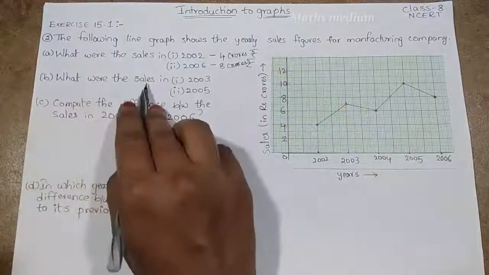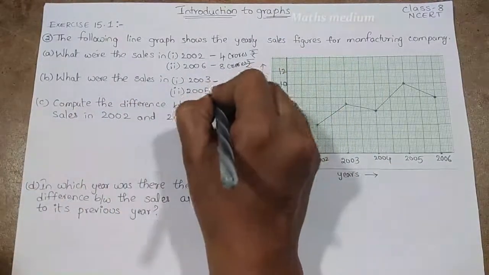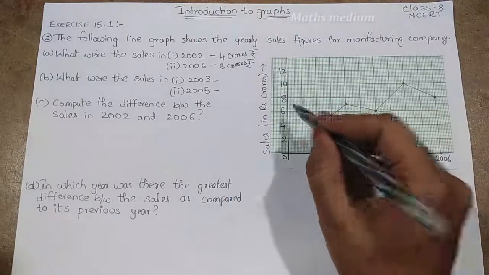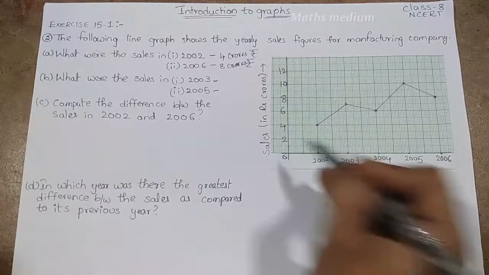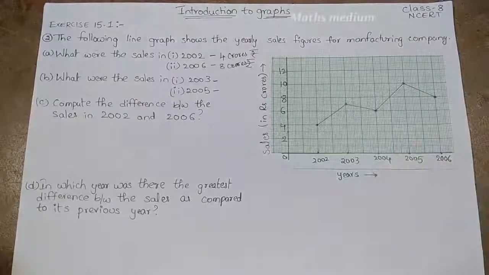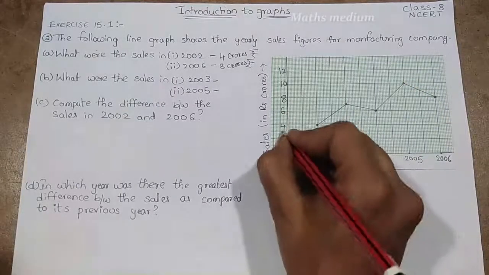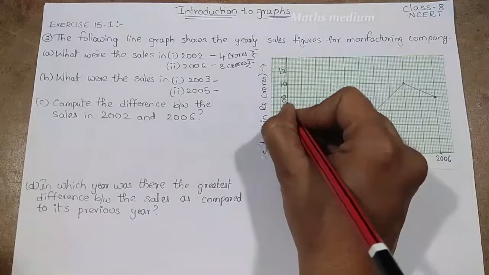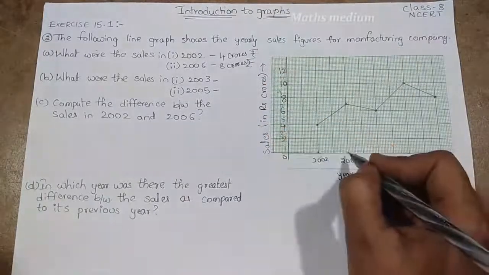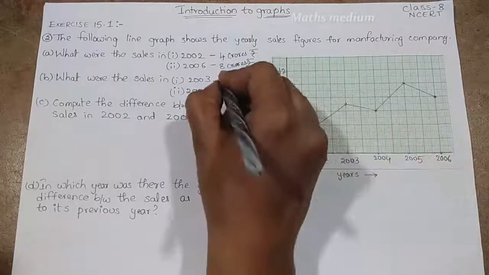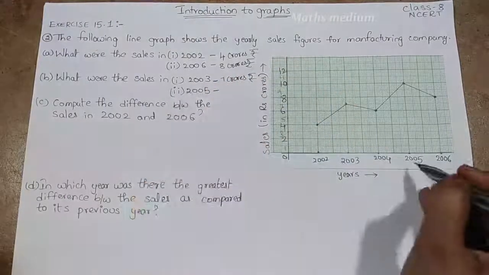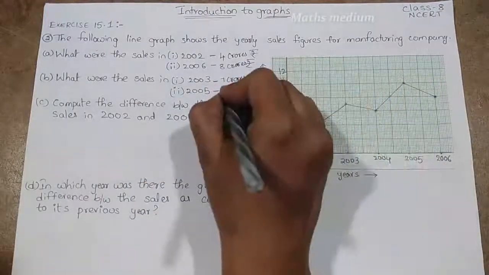Next, what were the sales in 2003 and 2005? 2003, 7. Because this is 2, in between this is 1, this is 3, 5, this is 7. If I write here, see, this is 1, this is 3, this is 5, this is 7, this is 9 and this is 11. So from that we can see 2003 is 7. So 7 crores rupees. Next 2005 also. This is 10. 10 crores.